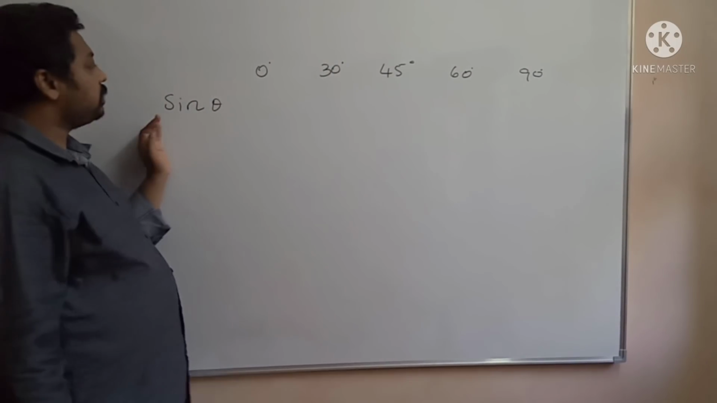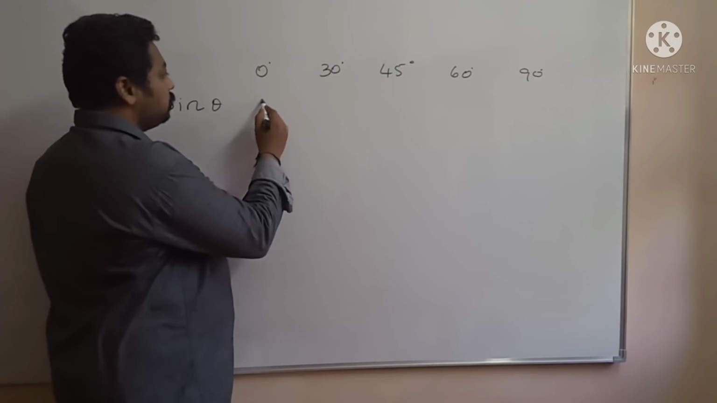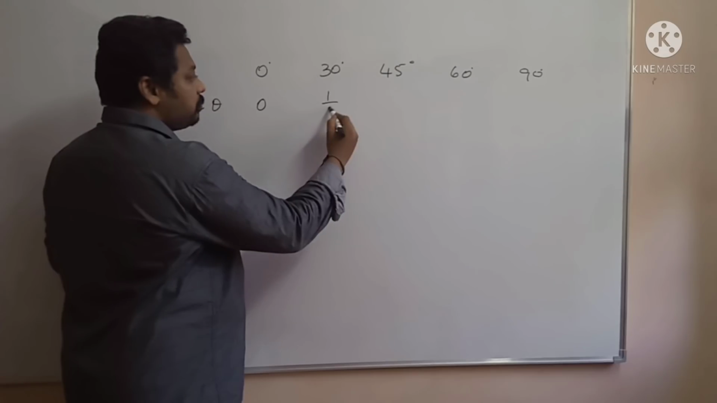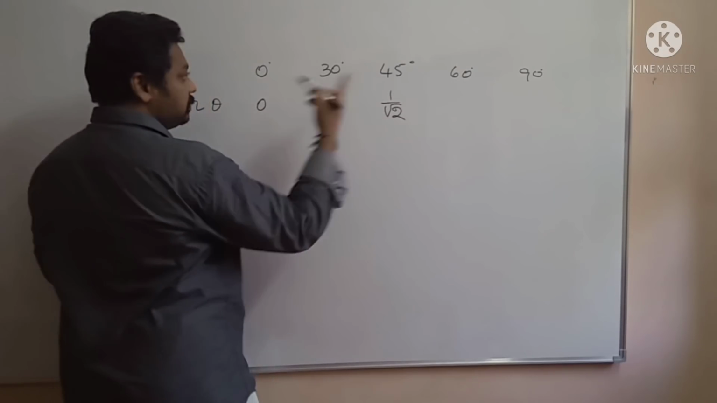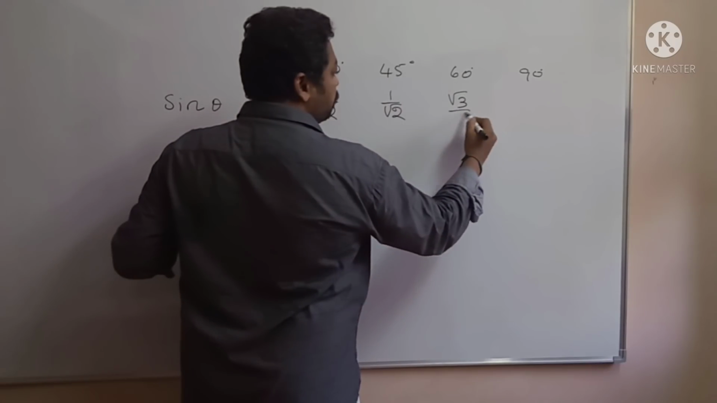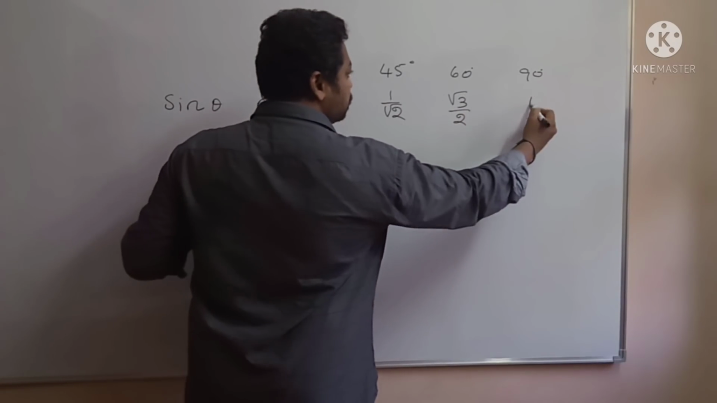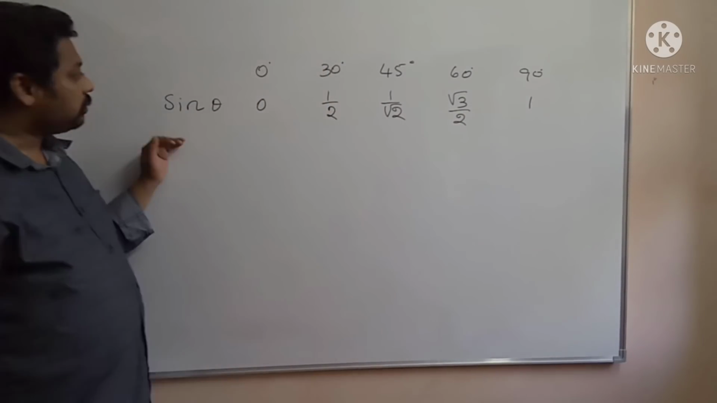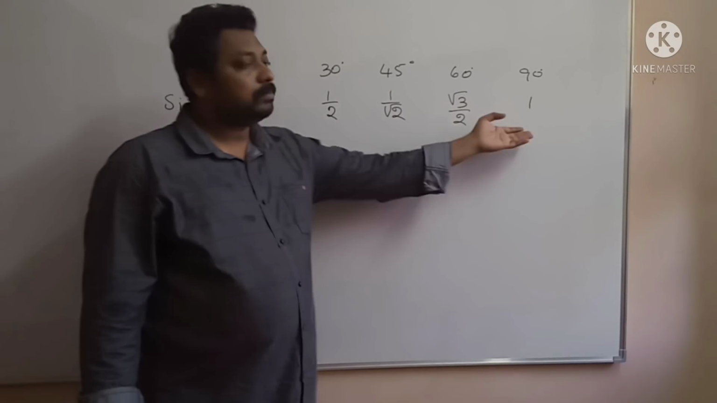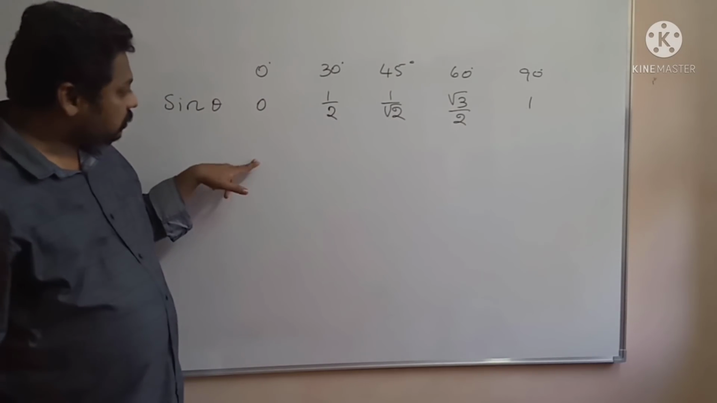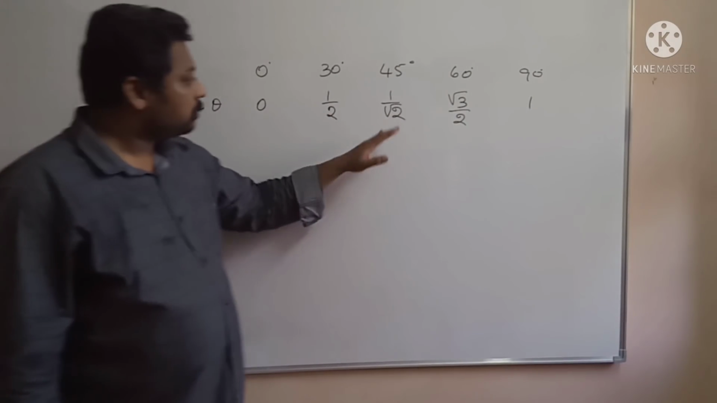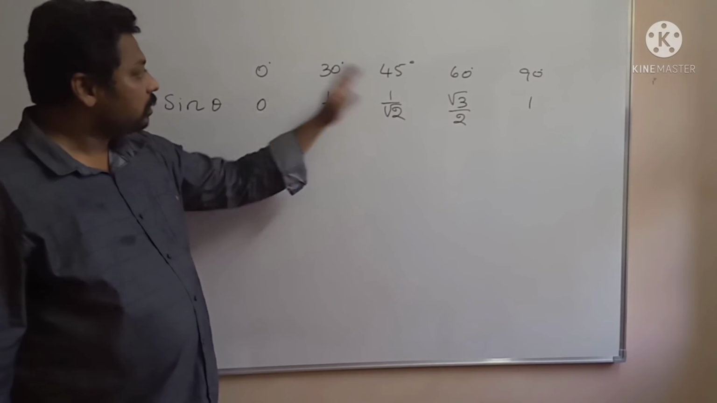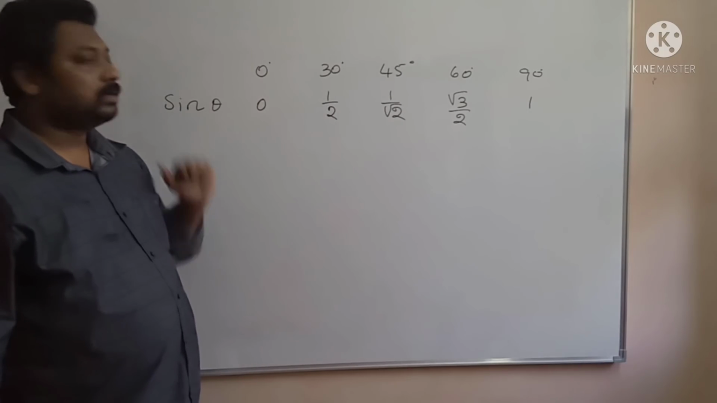Okay, so the value of sin 0 is 0, sin 30 is 1 by 2, sin 45 is 1 by root 2, sin 60 is root 3 by 2 and sin 90 is 1. Then for cos theta, the values will be reversed. For example, cos 0 is 1, cos 30 is root 3 by 2, cos 45 is 1 by root 2, cos 60 is 1 by 2, cos 90 is 0.